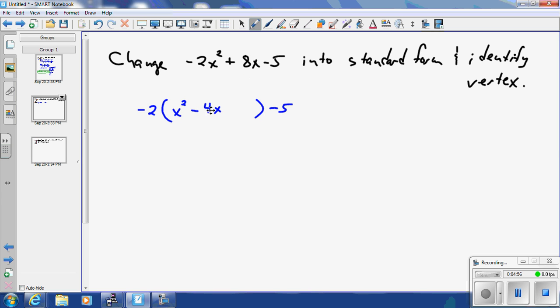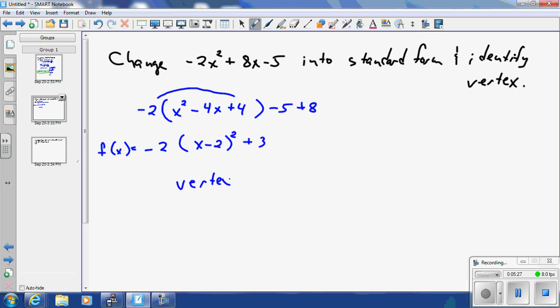So the process is I take half of this number as -2 and I square that, I get positive 4. Now, what I've really done is I've subtracted 8, because it's negative 2 times 4 is negative 8, so I balance that by doing plus 8 out here. Now the parentheses is a perfect square. That's x minus 2 squared, and out here I have plus 3. So this is standard form. The vertex should be positive 2, positive 3.